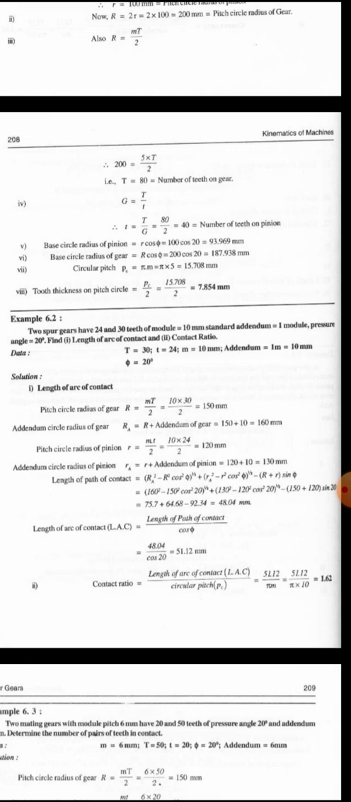Capital T is 30, small t is 24, m is 10 mm, addendum is 1 module, that is 10 mm. Pressure angle phi is 20 degrees. Length of arc of contact: pitch circle radius of gear R is mT by 2, that is 10 times 30 by 2, that is 150 mm.